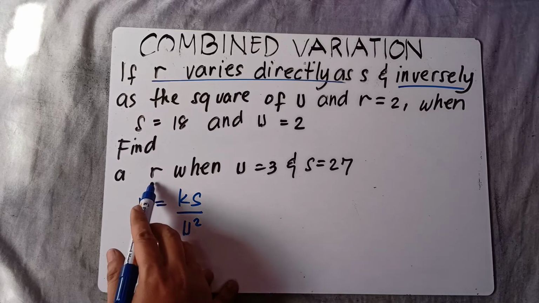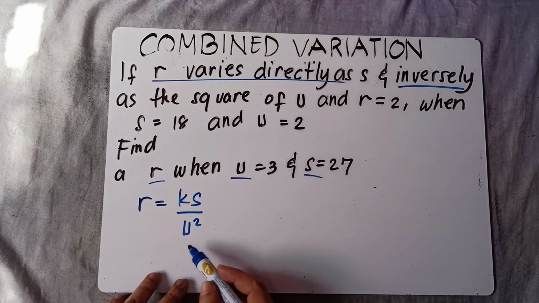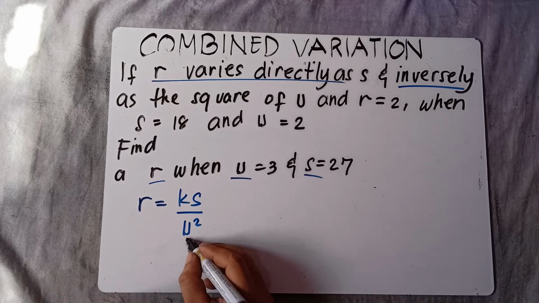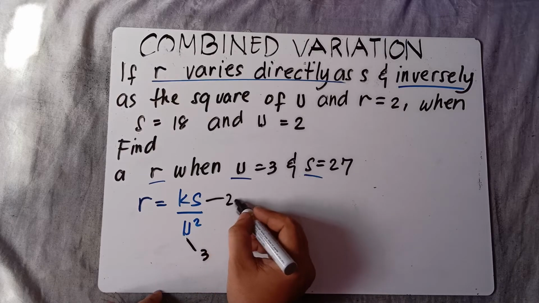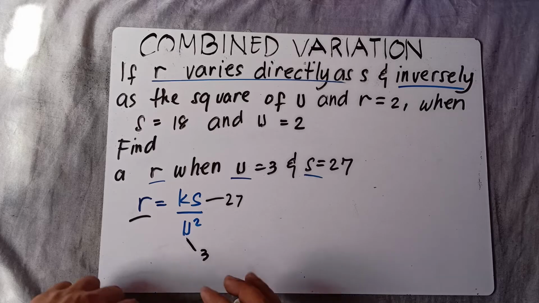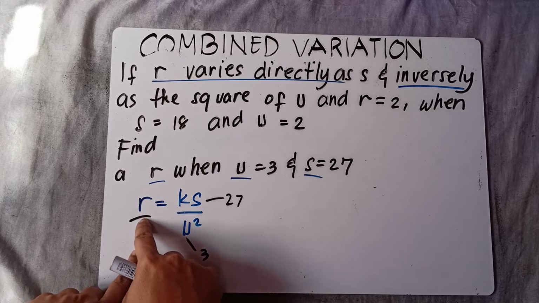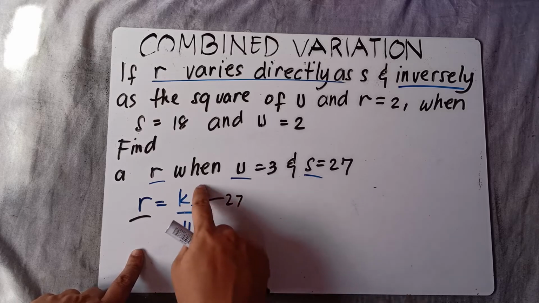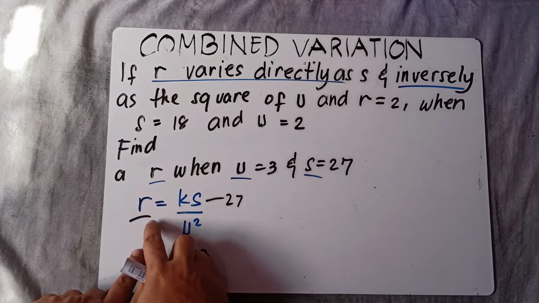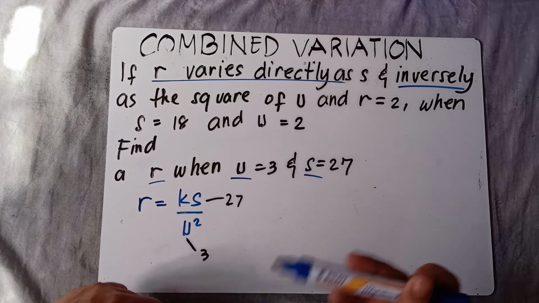So you are asked to find R when U is 3 and S equals 27. We have the value of U, which is 3, and S is 27, but we cannot find R because we don't have the value of K. We don't have the value of R in this given question. Therefore, we cannot answer this yet because there are two unknown variables. So we need to find K in this first statement.